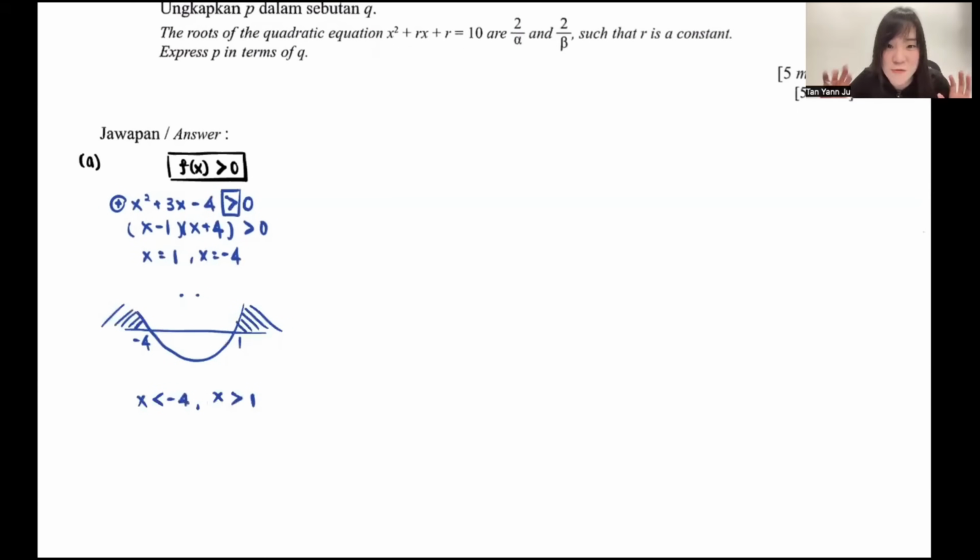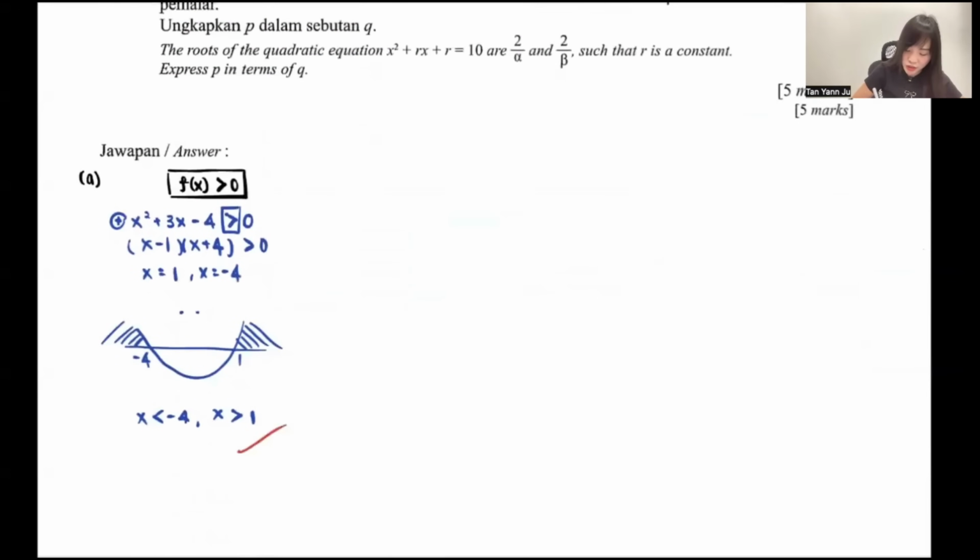You see, your answer is actually a range. Okay, guys, all see that? So my dear, this one is worth 2 marks. So this one 1 mark, this one 1 mark. Okay, guys, next one, B.